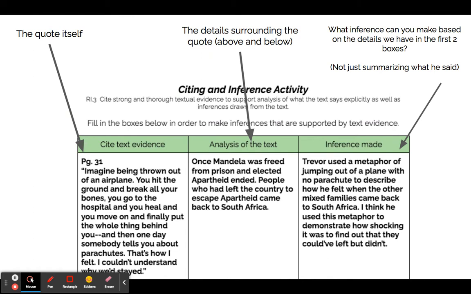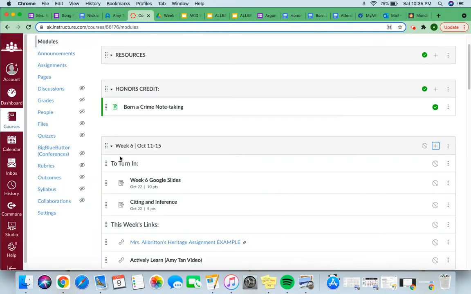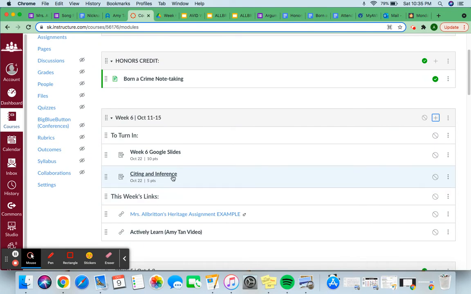So you should have, I believe, 2 quotes that you're going to do this with that are already provided for you, and then you're going to provide 2 quotes yourself. So take a look at that. It's on Canvas. If you go right here, it should be the citing and inference activity.